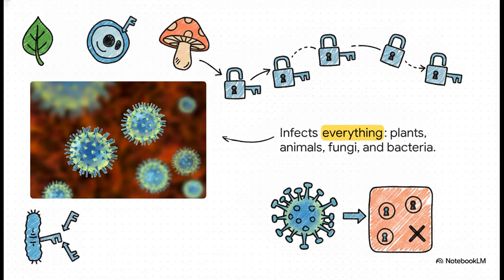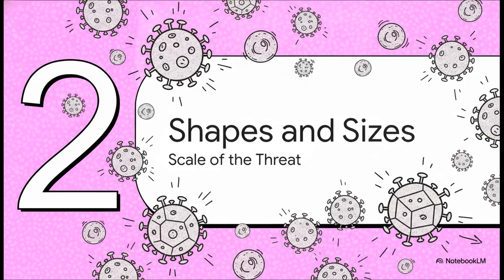We're talking everything from invertebrates and animals to plants, fungi, and even bacteria. The only catch? Their host range is strictly determined by attachment sites. If the structural keys on the virus happen to match the receptor locks on the host cell, well, they're getting in. Moving on to viral shapes and sizes, the scale of the threat.